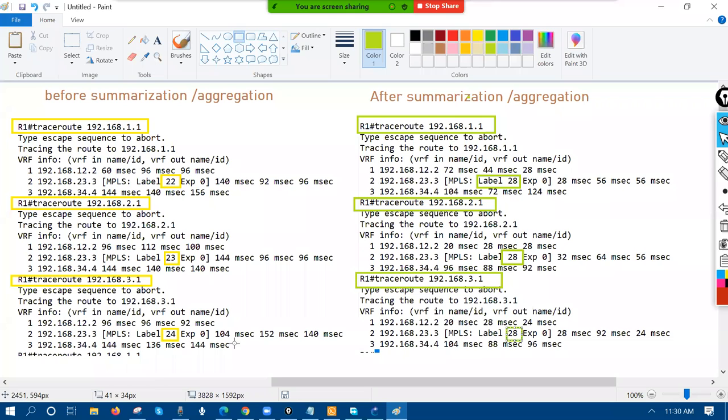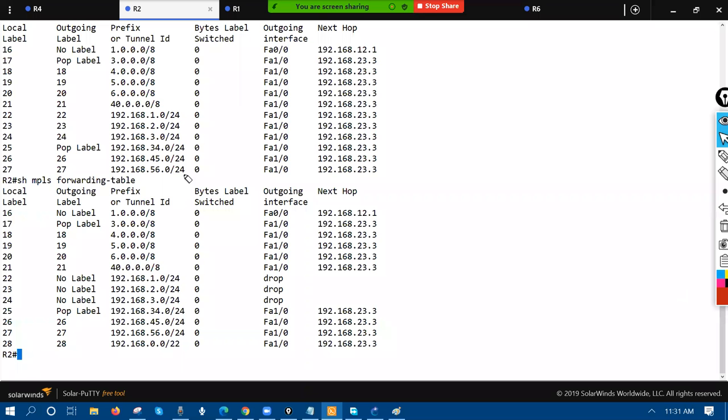So in the R2 LFIB table, what happened? The outgoing label for this individual prefix is what? No label. This is after summarization, right? Yes. Before the summarization, of course, we had a label. This is before summarization. After summarization, what happened? I don't have a label. So what happened? I'm generating the label for the aggregate route. The outgoing label is 22, and based on that, I'm going to forward the packet.